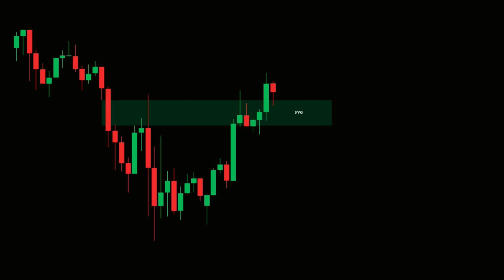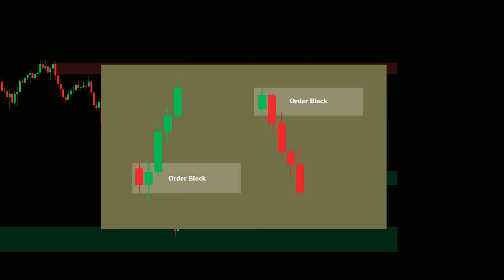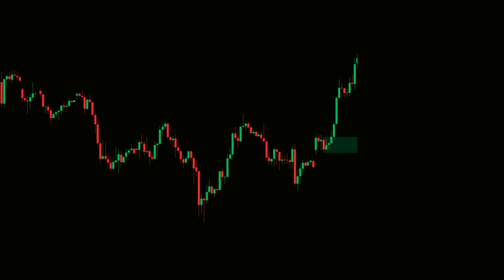Next, we have order blocks. Let's check that option and see how they appear on the chart. Now, we can see several order blocks displayed. From observation, it seems the indicator identifies the last bearish candle before a bullish impulsive move as an order block, and conversely, the last bullish candle before a bearish impulsive move. However, with this definition, several potential order blocks are filtered out and not displayed on the chart.